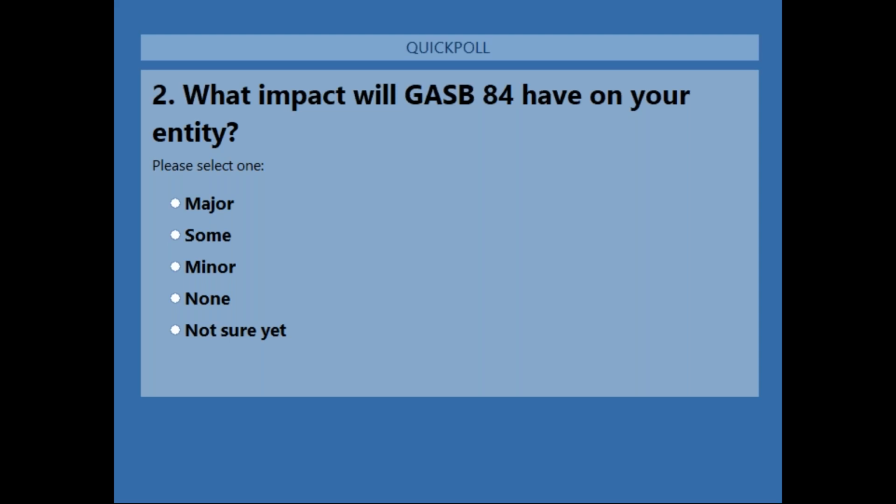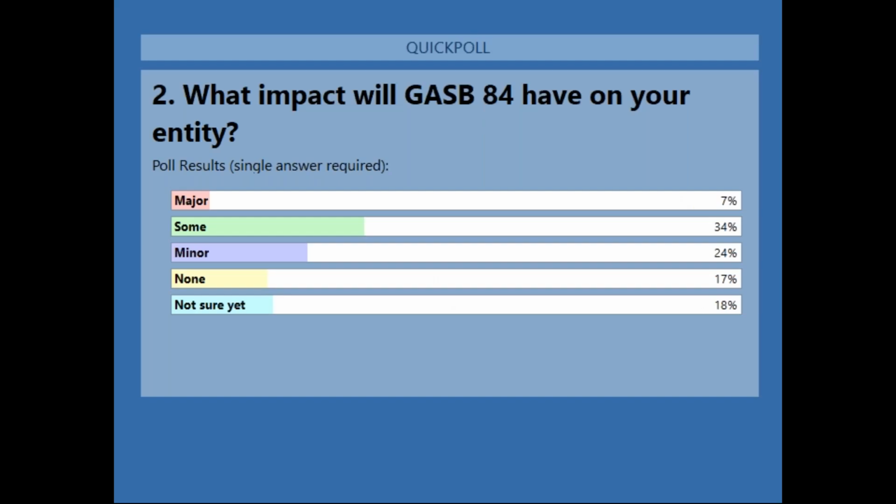Okay, and people are voting. We're up to about 88%. I'll give you guys a few more seconds here. Okay, and the numbers seem to have stopped climbing, so we'll go ahead and close out that poll there. It looks like the majority of people think that there will be some influence. Only 7% say major, so that's good. There's not a lot of people out there who think that this is going to seriously affect them. So we will see what happens when it comes to implementing.